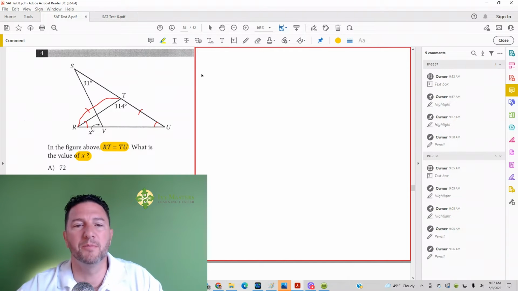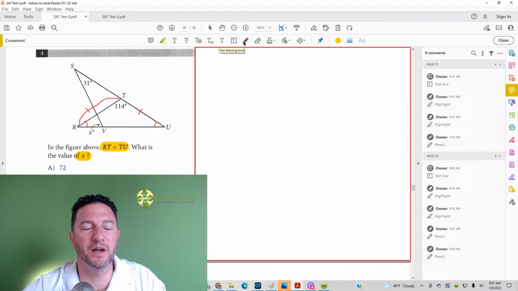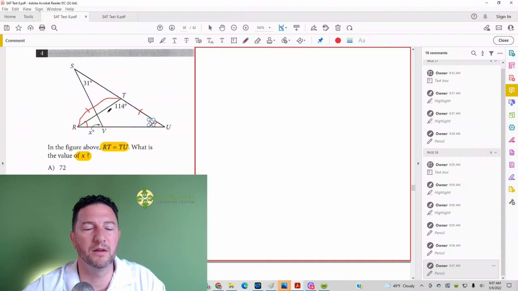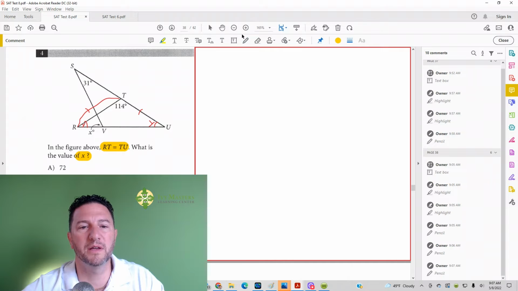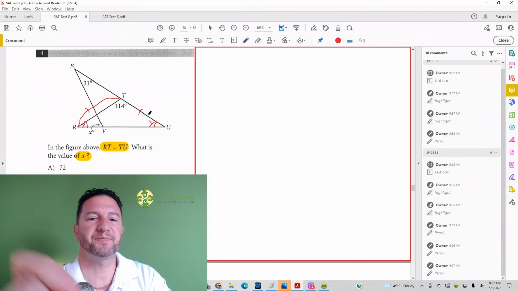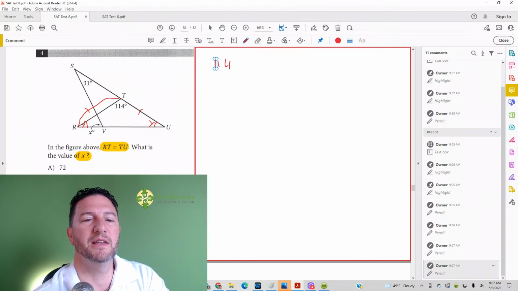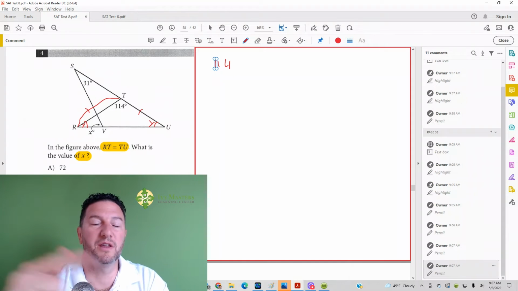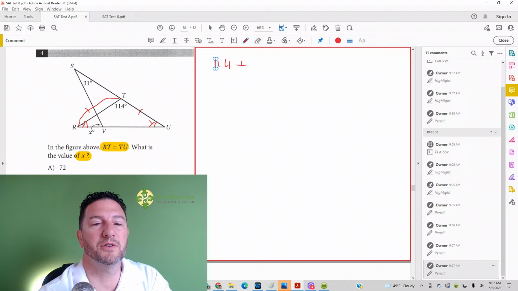But the first thing that I noticed that we could find is, I'm going to call this angle right here Y. And if that's Y, if these two angles are equal, then that angle is Y as well. And now I'm going to write an equation based on those, which will be 114. And you know there's two things you need to know for this question: 180 degrees in a triangle, 180 degrees in a straight line. So now it's 114 plus Y plus Y equals 180.